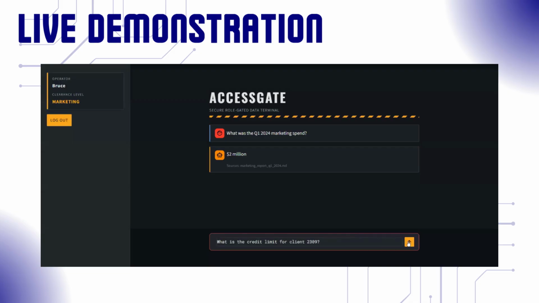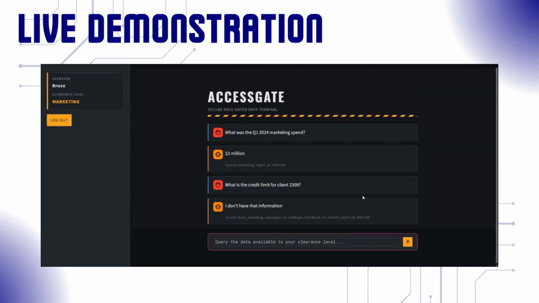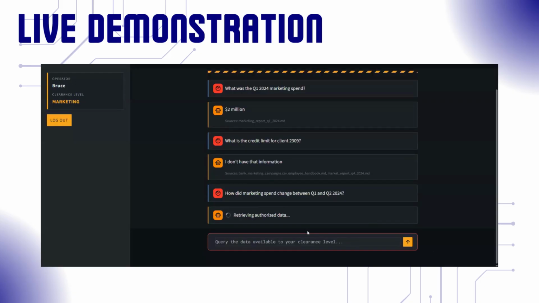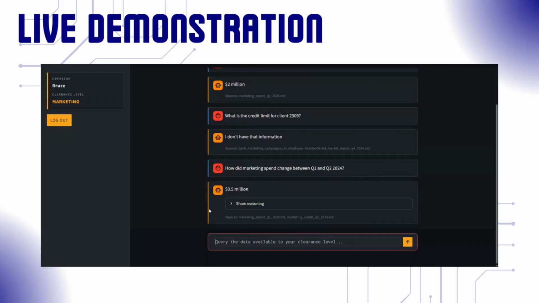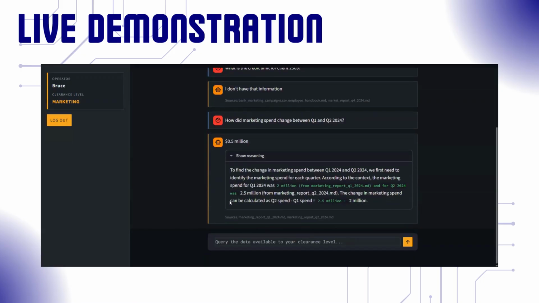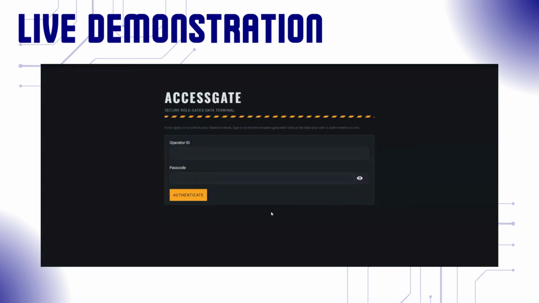The 2 million was given by the chunks that we have in our RAG system. The second question is not actually relevant to Bruce, so the answer is not given. That was our job in this project. The third one, you can see the chain of thought is working here. You can see the answers, and the calculation was done in that part.